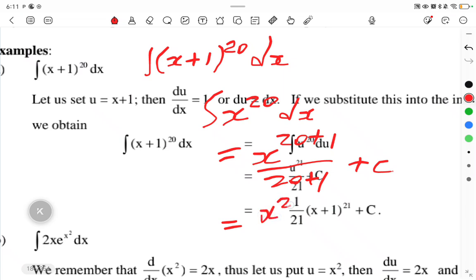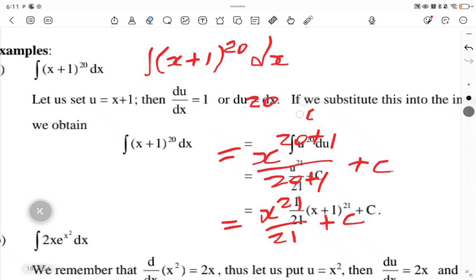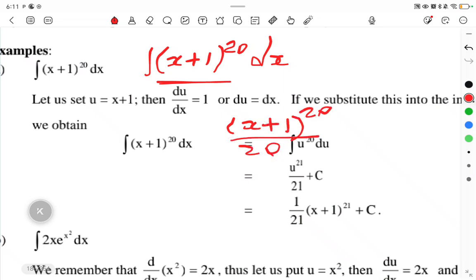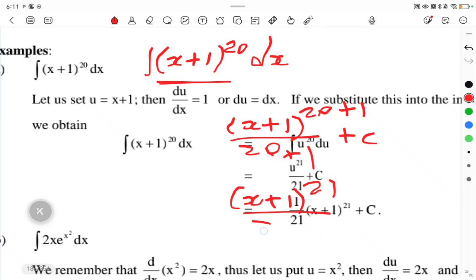So this would be x to the 21 over 21 plus c. Now for this idea, we could also do the same thing when we come to this one. We would say x plus 1 to the 20 over 20 plus c. You see, right? Then I add 1 there, add 1 here. Then this would be x plus 1 to the 21 over 21. But we're not allowed to do this. We are only allowed to do this if this is one thing.